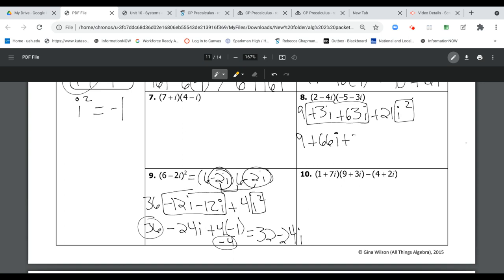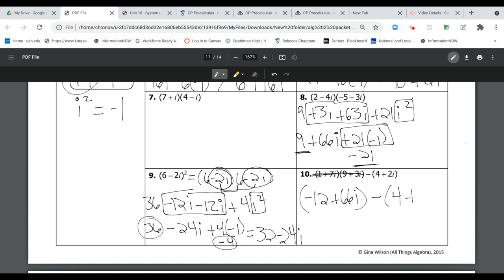That i squared becomes a -1. So the last term becomes -21. This becomes a -21. 9 minus 21 is -12 plus 66i. 9 and -21 add up to -12. Now, that takes care of this part.